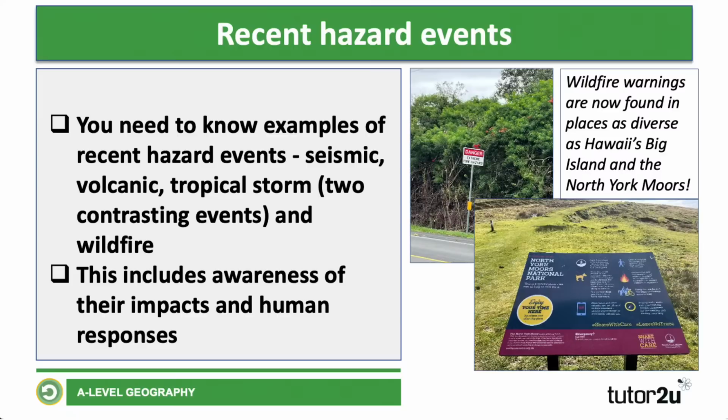However, I would suggest it is a good idea to have really good knowledge of those examples, but also keep an ear and an eye out for other events that have happened. So I was lucky enough in Easter 2022 to go to Hawaii's Big Island and take the first picture that's on there that says danger, extreme fire hazard. They are really worried about wildfires on Hawaii. This Easter, not so glamorous, but it was fabulous, I went to the North York Moors, and you can see on the sign there a picture of a flame. They are also very concerned about wildfires.